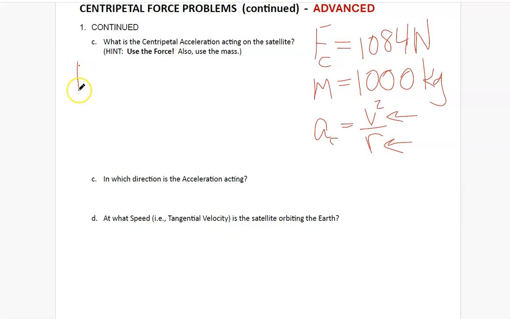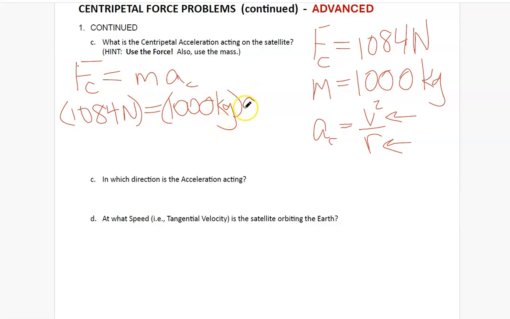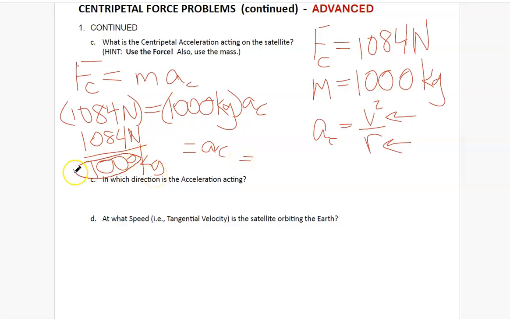Well, we also know that the centripetal force is equal to mass times centripetal acceleration. When we know the centripetal force, that's 1,084 newtons, and we know the mass, that's 1,000 kilograms, we can use that to determine the centripetal acceleration. So centripetal acceleration is just equal to the force, 1,084 newtons, divided by the mass, 1,000 kilograms. We pull out our calculator, or we just divide by 1,000.